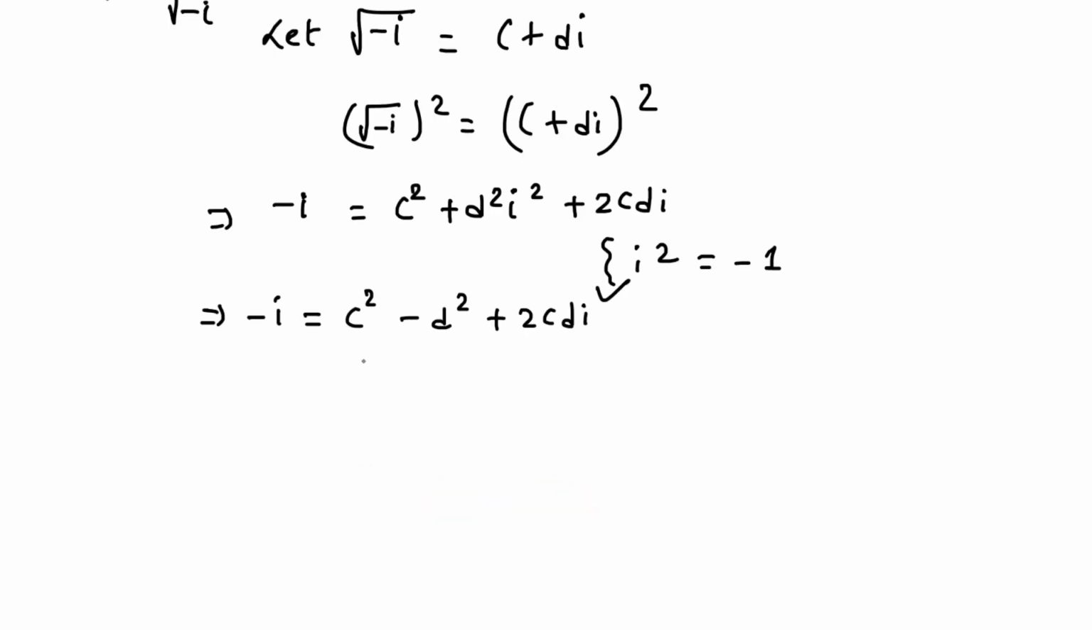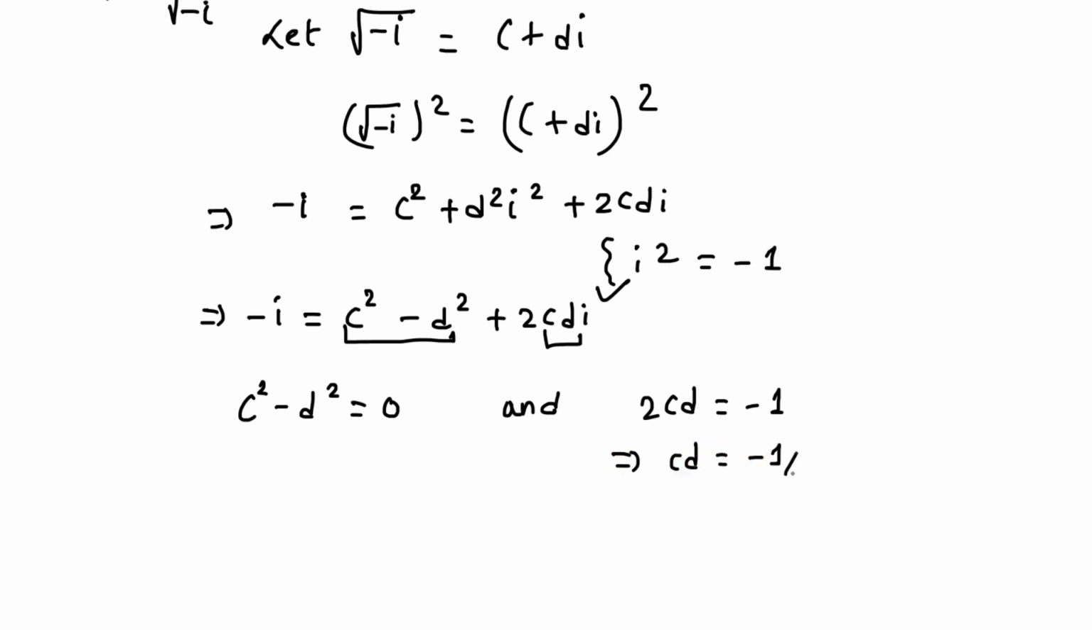Now equating the real part with the real part and the imaginary part with the imaginary part, we have c square minus d square equals 0, as on the left side we don't have any real part, so we equate it to 0. And 2cd equals minus 1, which implies cd equals minus 1 by 2. From here we have c square equals d square, so we get c equals d or c equals minus d.